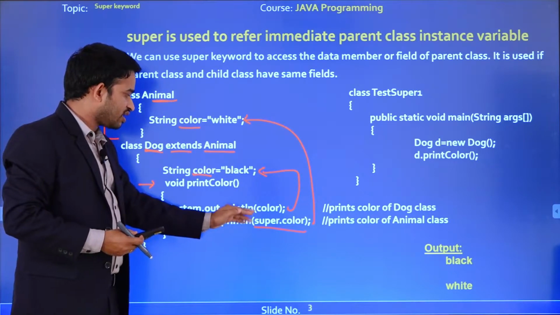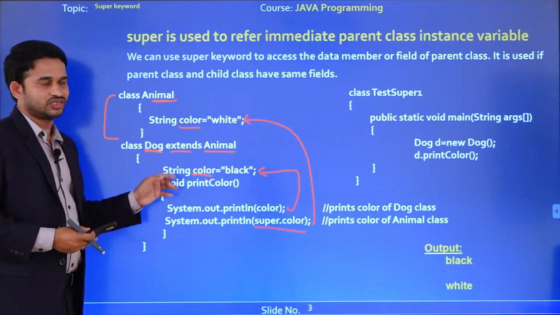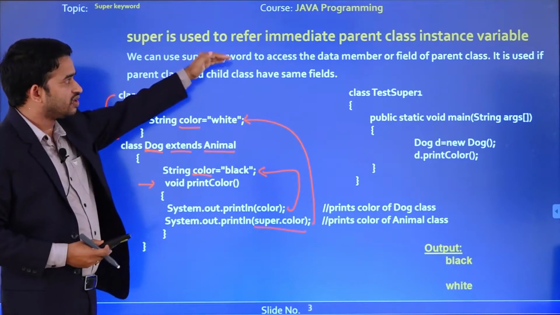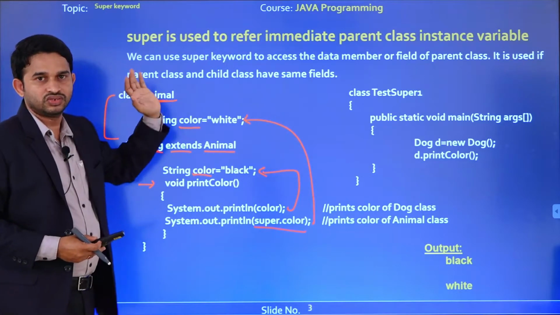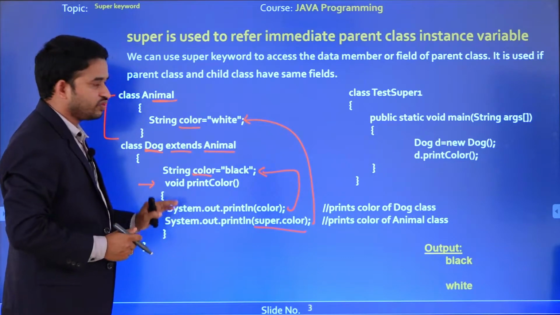Here, simply we are writing what? Color. It refers to the local variable of the particular class. So this is the example of what? The super keyword used to refer to the immediate parent class variable. So this is the example. So what is the output here? In order to get the output, we go for what?